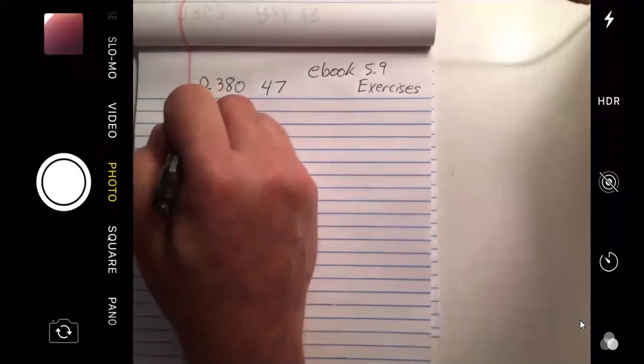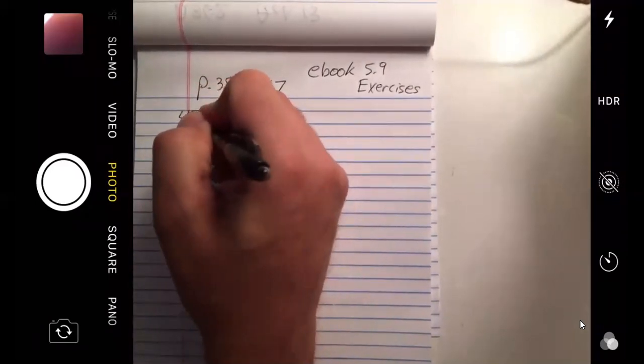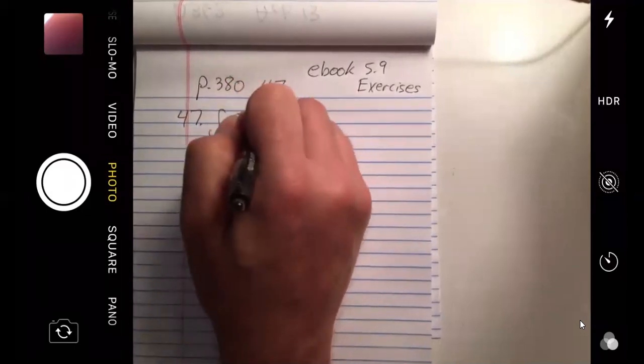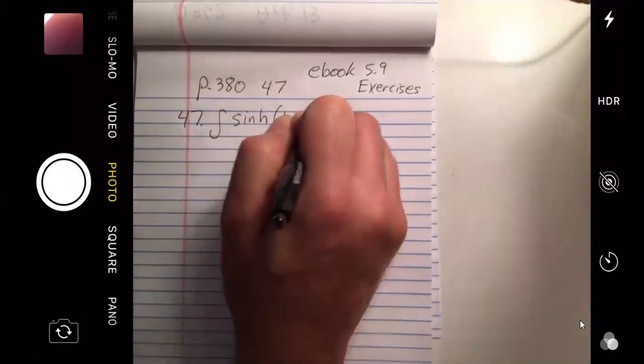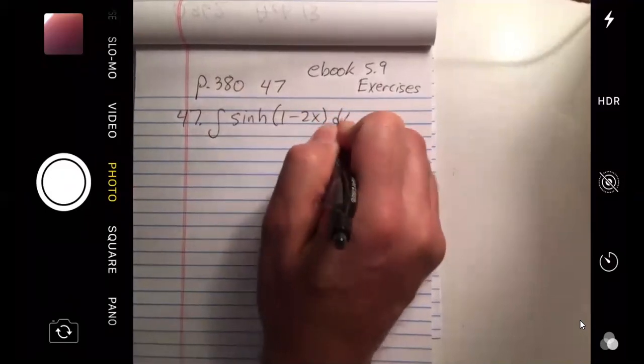Okay, I'm seeing the integral of a sinh of 1 minus 2x dx.